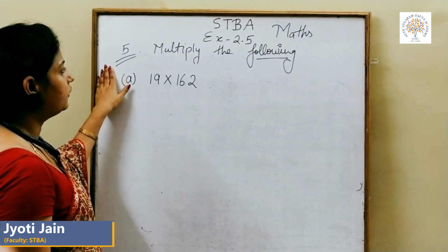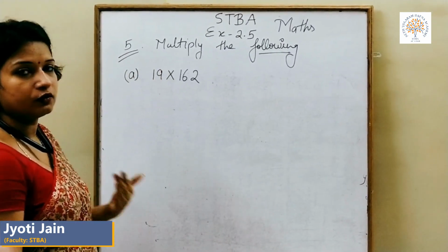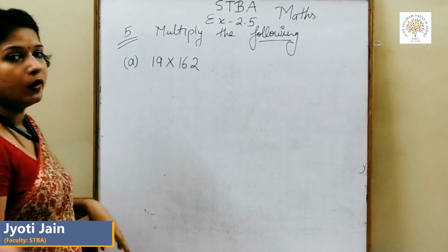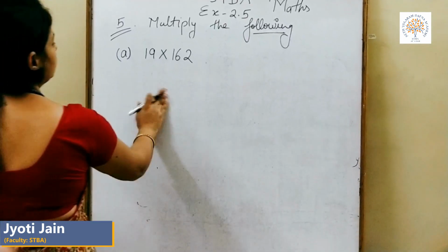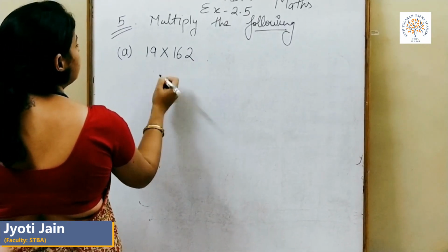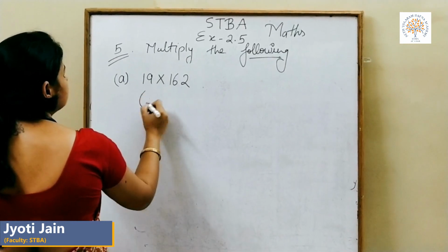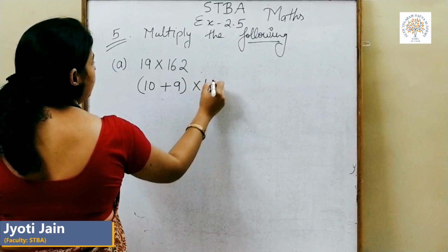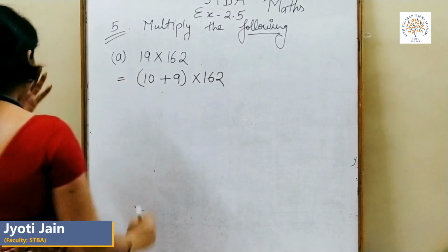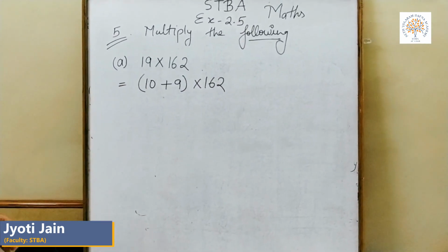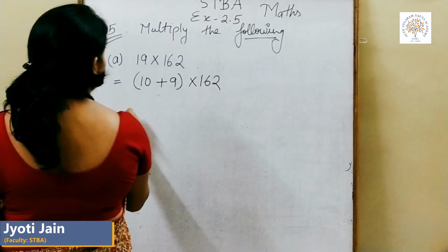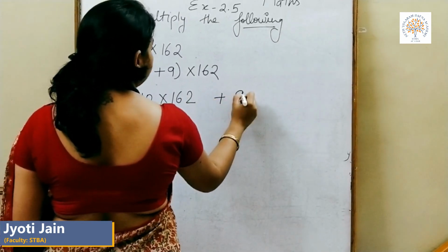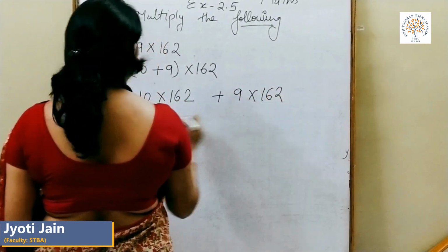Next is question number 5. Multiply the following. Again we are using easy and quick method for this. So the A part is 19 into 162. So again we are using here distributive law of multiplication. So 19 can be written as 10 plus 9 into 162. Again this is distributive law of multiplication over addition. So multiply them. So 10 will be multiplied by 162 and 9 will be multiplied by 162.